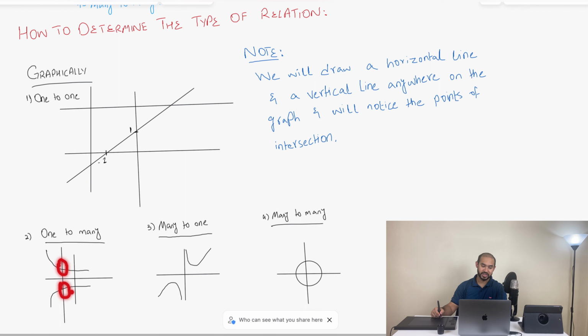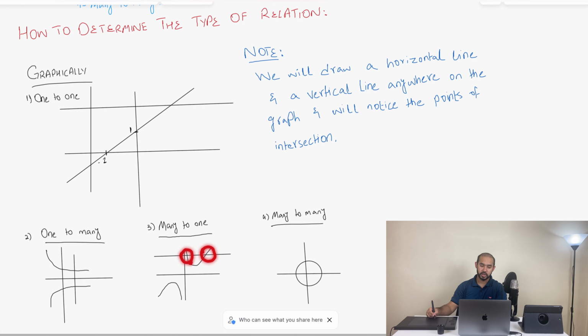Alright, let's have a look at this graph. If I draw a horizontal line over here, for a single value of y, how many points of intersection are there? There are 2 points of intersection. 1, 2. That means for a single value of y, there are 2 values of x. That means it is many-to-one.